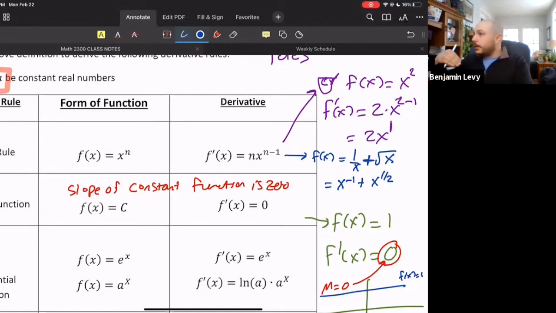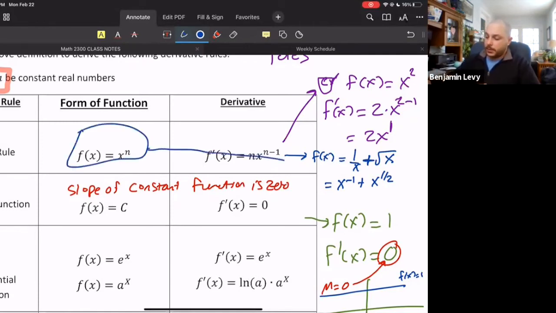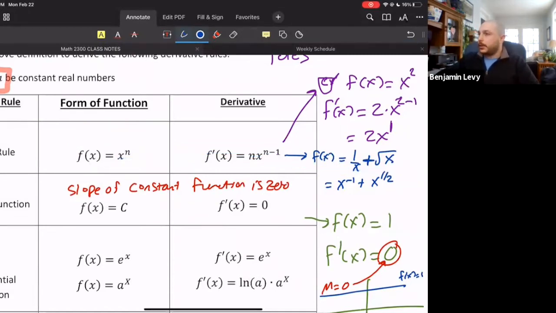Right? 1 over x doesn't look like a power rule, but when you write it as x to the minus 1, it does look like a power rule. Square root of x doesn't look like that, but when you write it as x to the 1/2, it does. They both are in that general form. Now we can apply the power rule just by thinking about that a little bit differently. When we do it like that, the derivative ends up being: bring down the power, subtract 1 off the power.